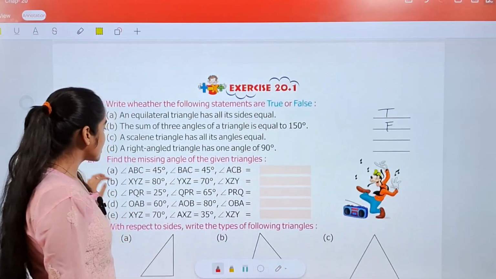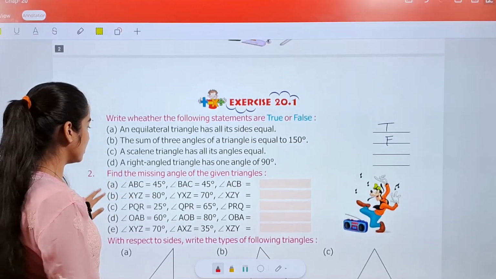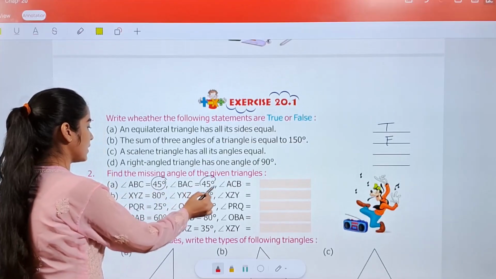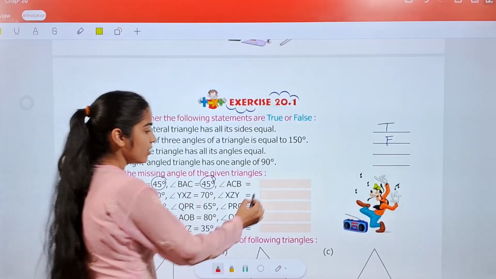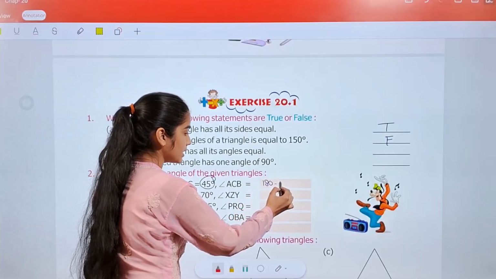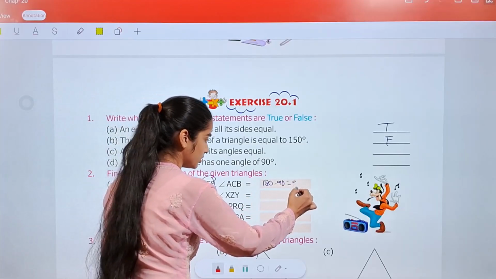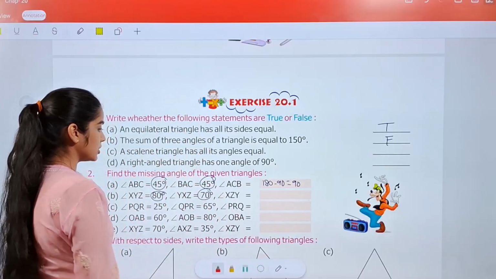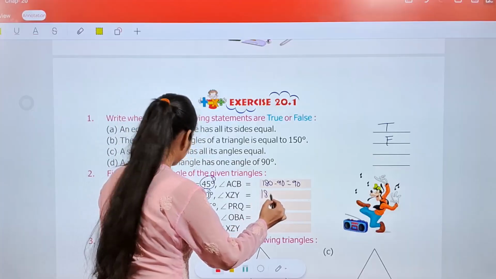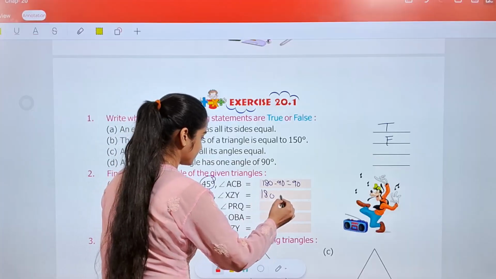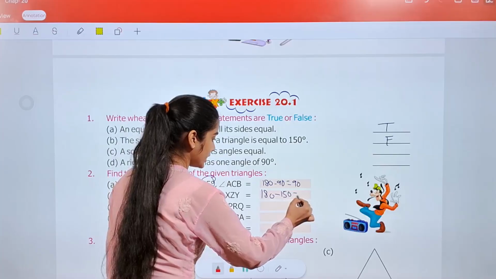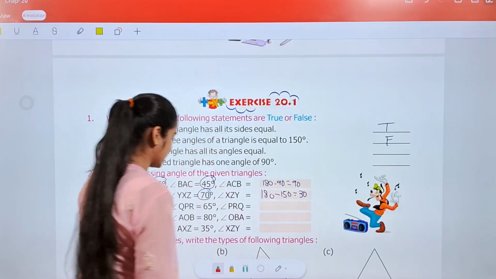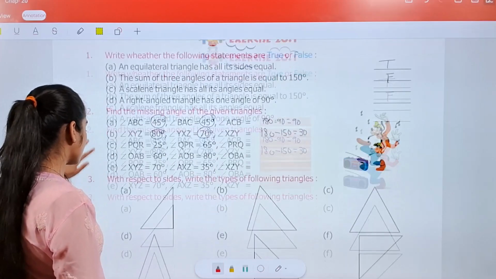Now find the missing angle of the given triangle. This is 45, 45. 45 plus 45 is 90. 180 minus 90 is equal to 90. Okay. Next, 80 plus 70 is equal to 150. So 180 minus 150 is 30. The same way you have to solve the rest of the questions.